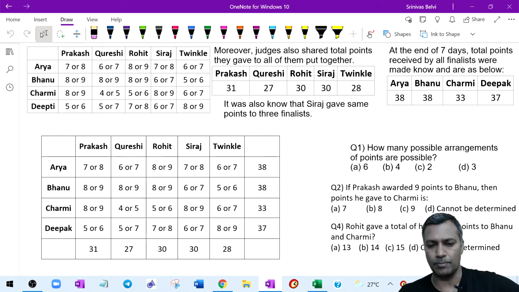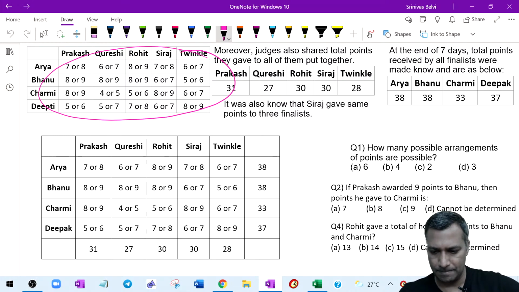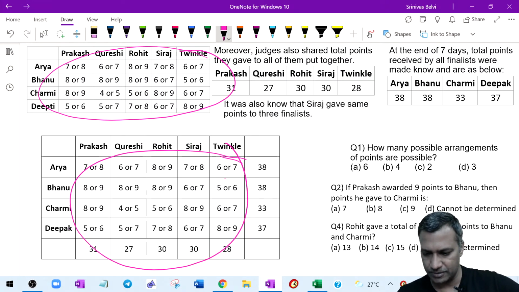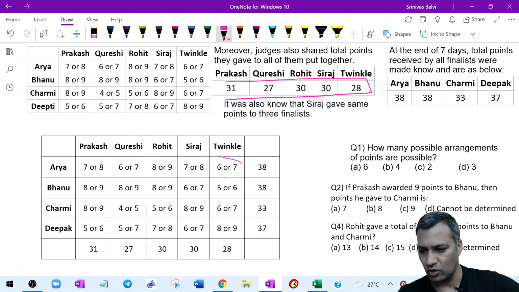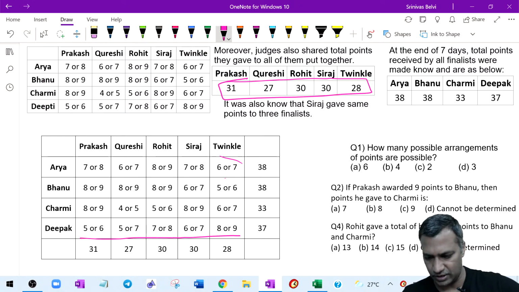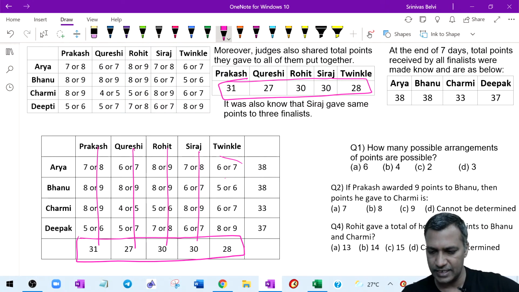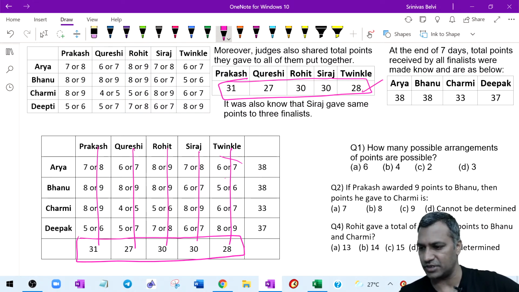Okay, I put the numbers in perspective. This whole chart is here. Now, where did I put these particular numbers? 31, 27, all this. These are the totals. Prakash got 31 marks. Qureshi 27 points. Rohit got 30, 30, and 28. I put these numbers in perspective.